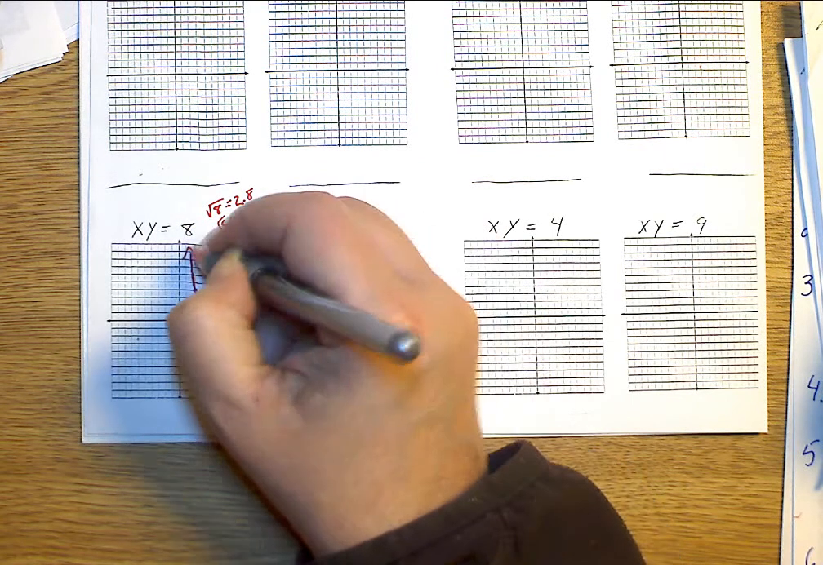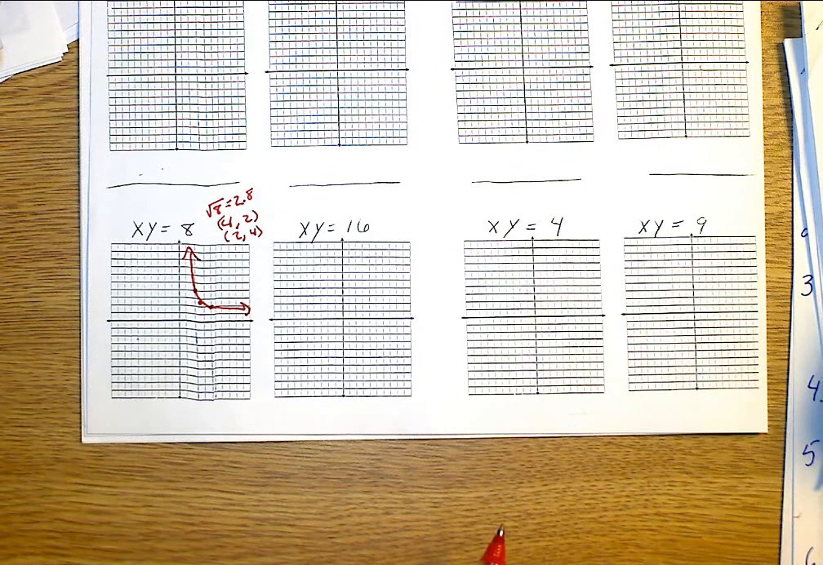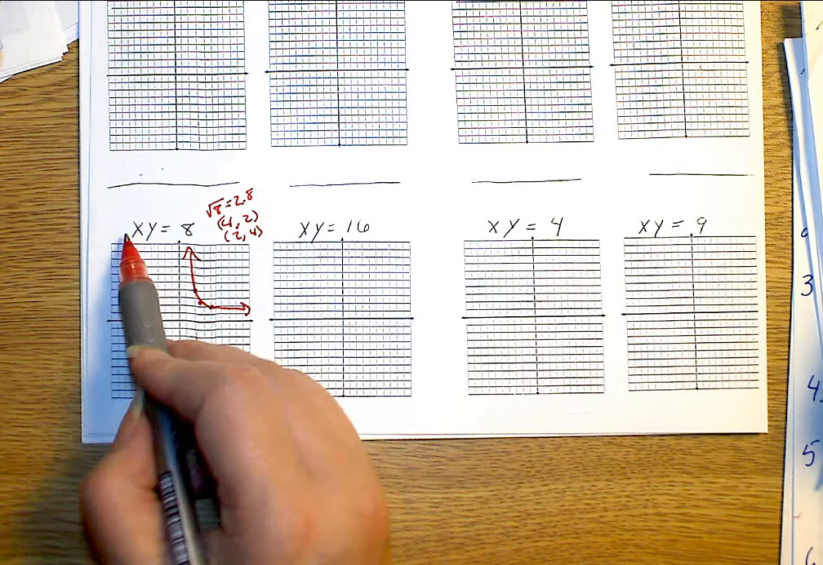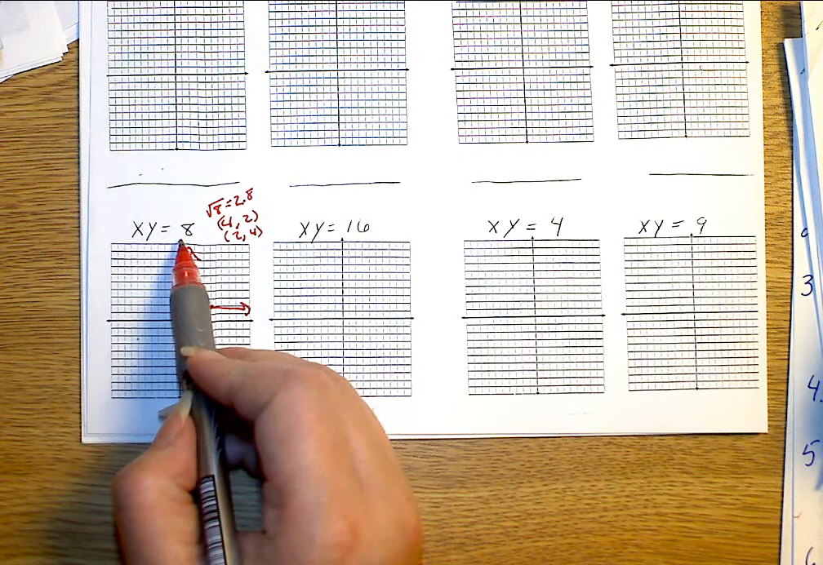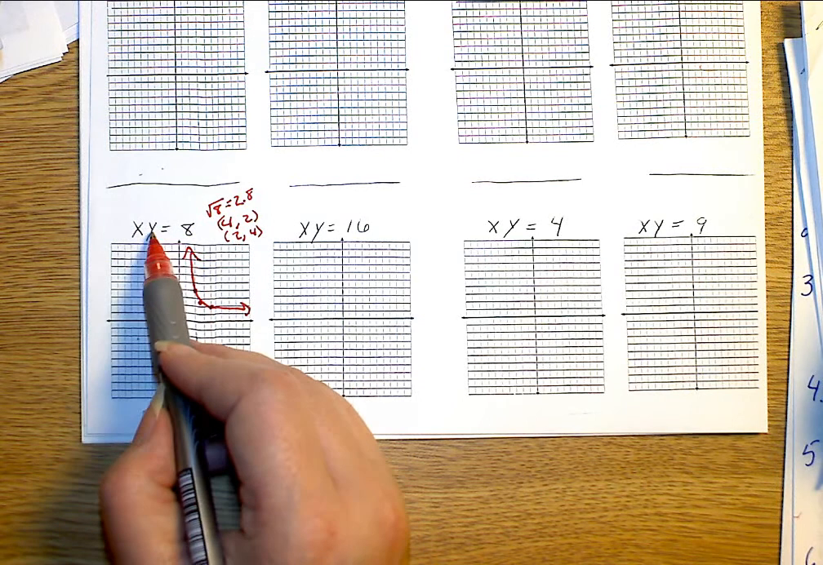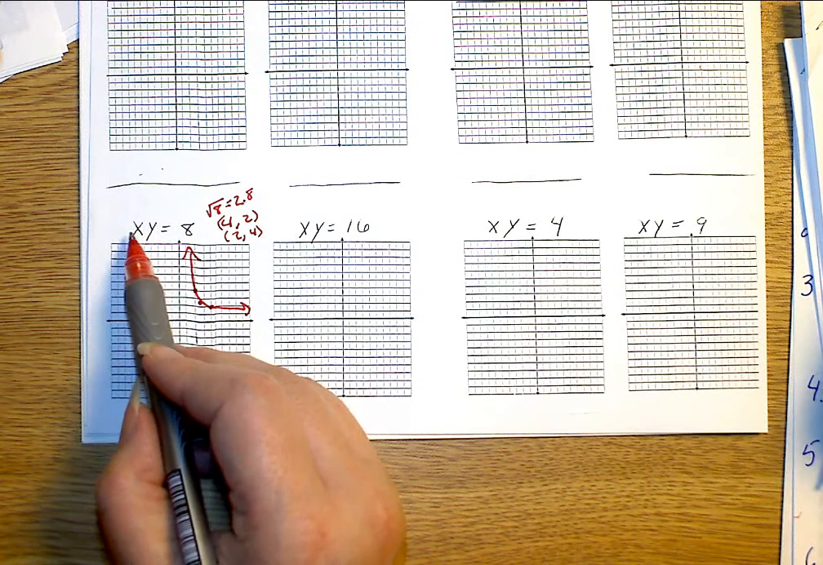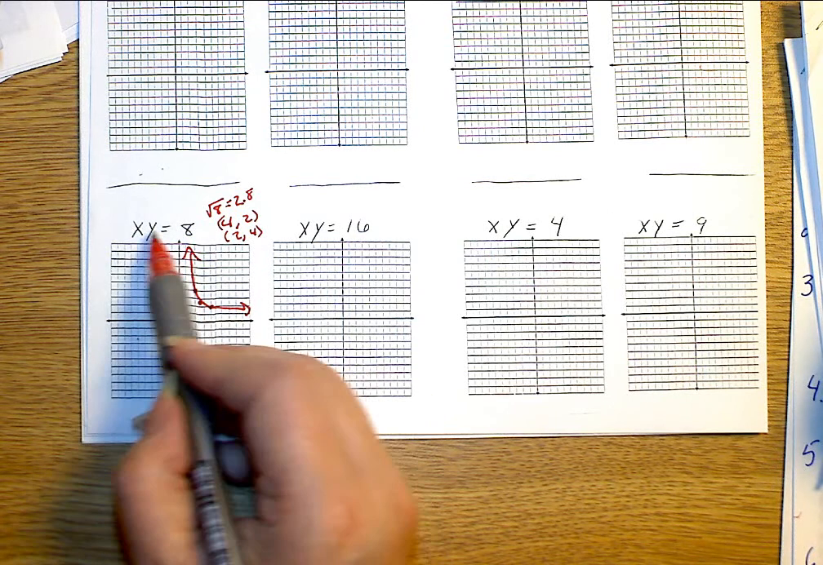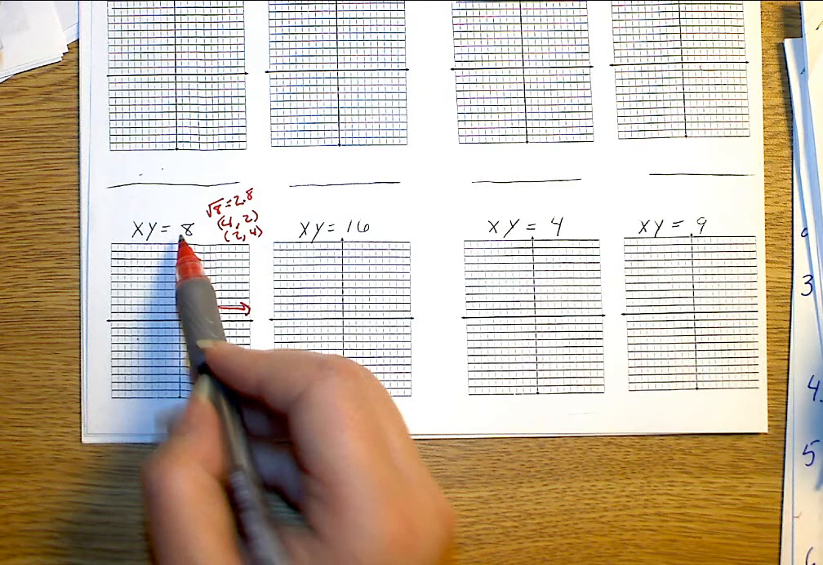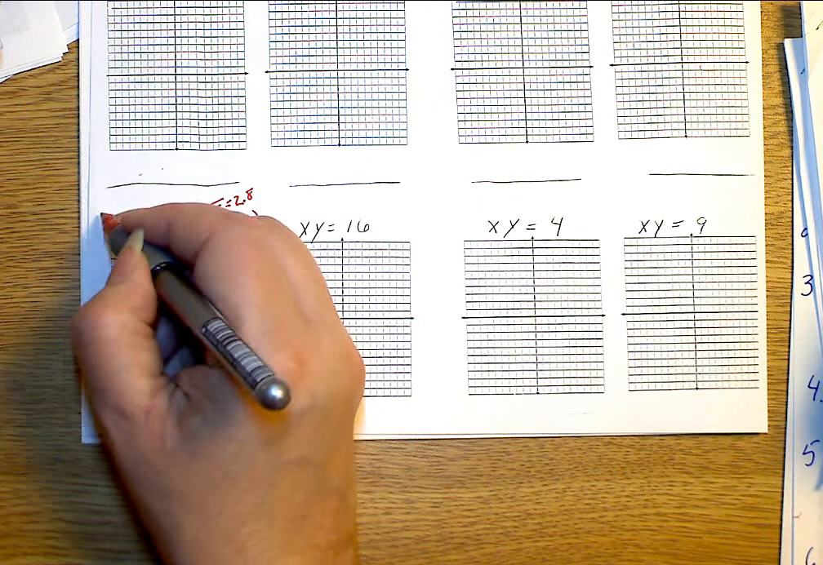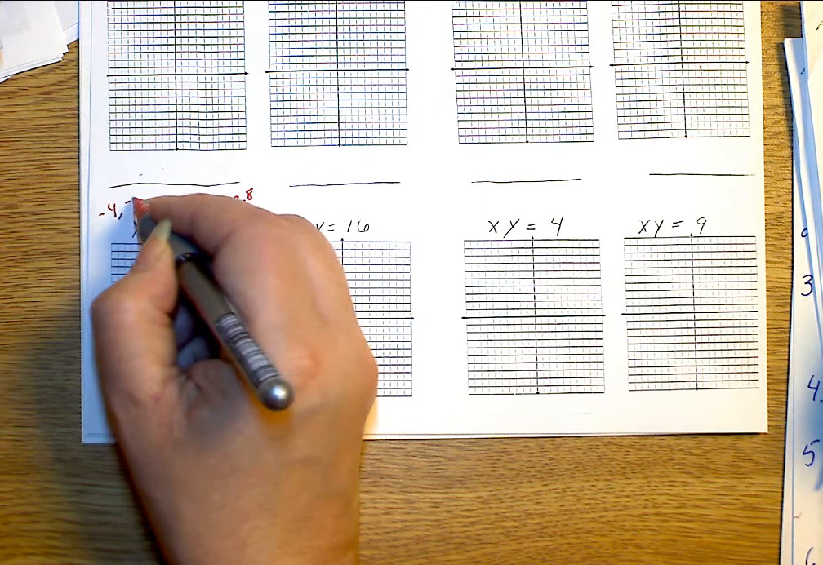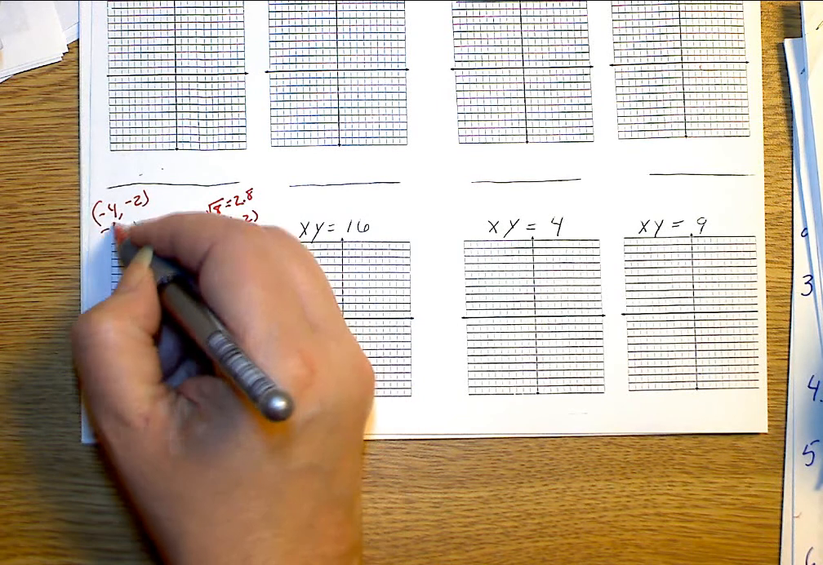Can you just pick whatever point you want? Well, as long as the two numbers multiply to 8. So you could have done 1 times 8. So you're picking 2 numbers that multiply together to give you 8. And now you have to do the negative. So I'm going to go negative 4 times negative 2 gives me 8. And then I'll do negative 2 and negative 4.